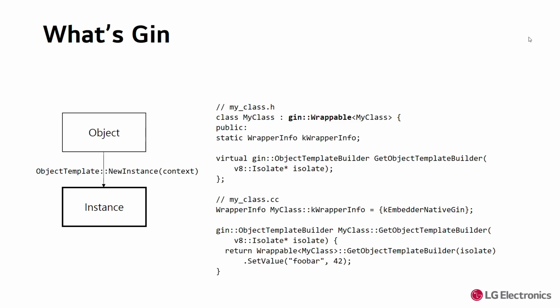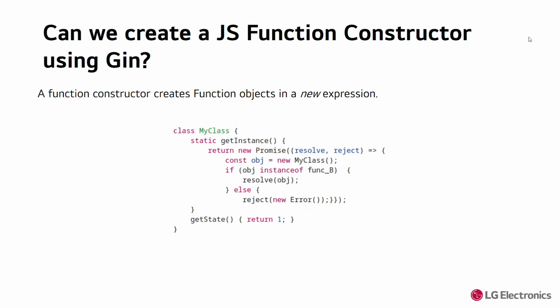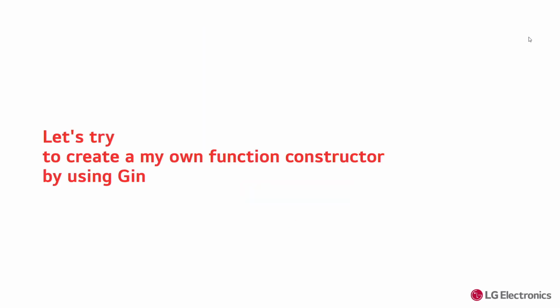We can create a V8 object using the Gin APIs like this. We were interested in defining custom functions that could instantiate objects using the new expression. Experimentally, we attempted to implement a constructor that started with Gin. This function has its own methods, including event handling capabilities. I will share how we worked on it.